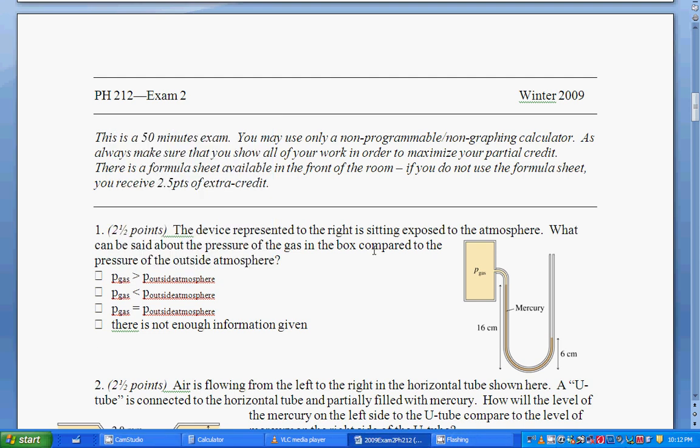Okay, let's try some more sample problems. This time, let's go over some of the conceptual questions in the Winter 2009 exam, a sample exam available on Moodle. Okay, so question number one.